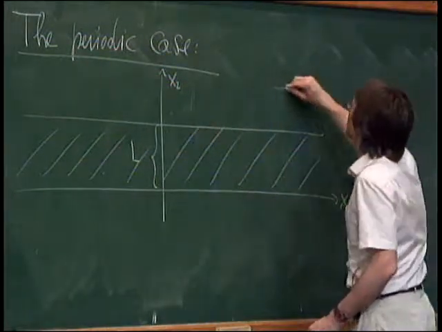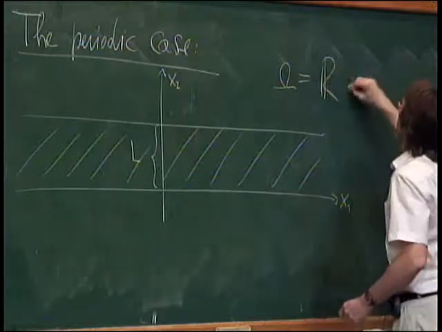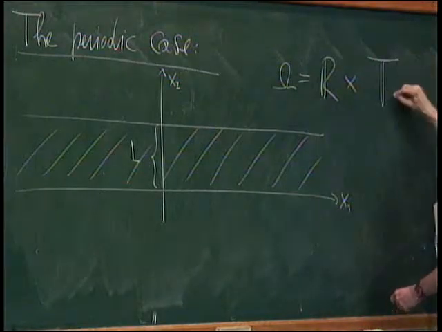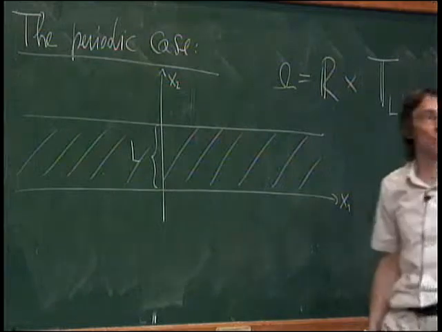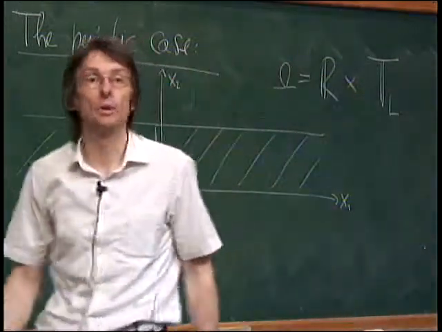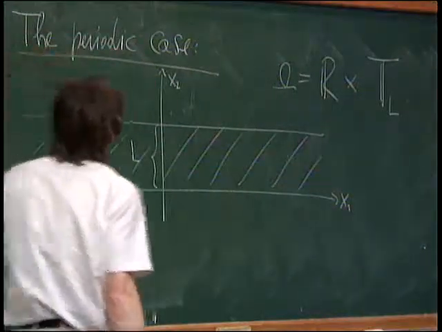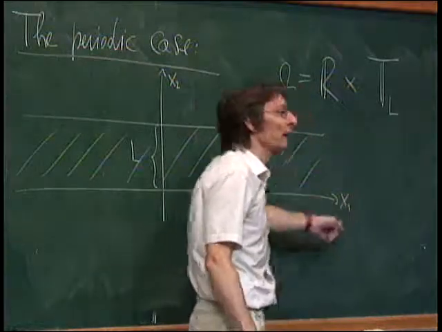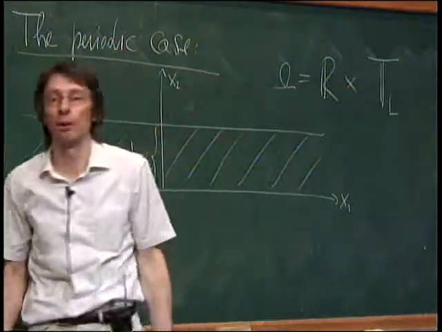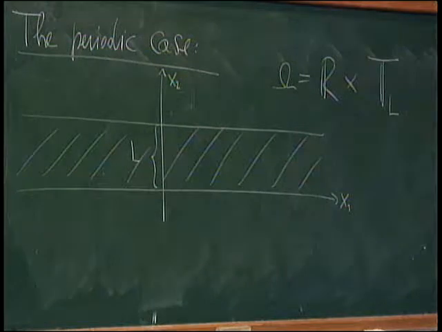My domain omega here will be R times the torus, the one-dimensional flat torus with length L. I will refer to x1 as the horizontal variable and x2 as the vertical variable, although I don't put any gravity in my problem. It's just because this is on the blackboard.